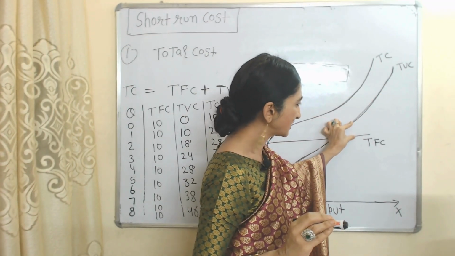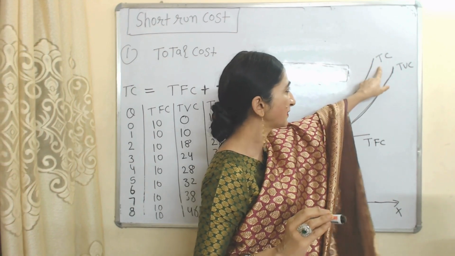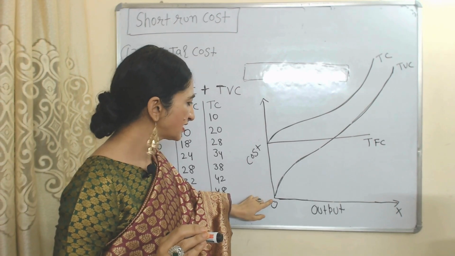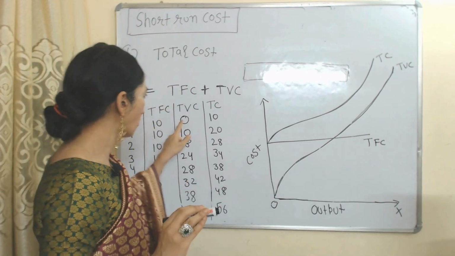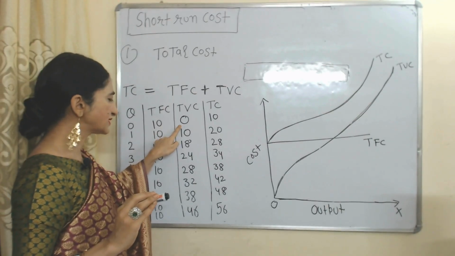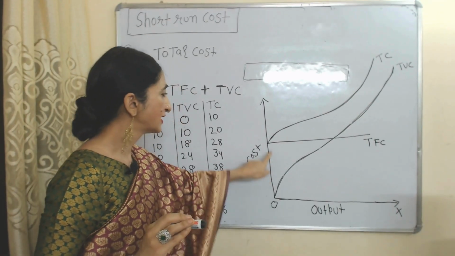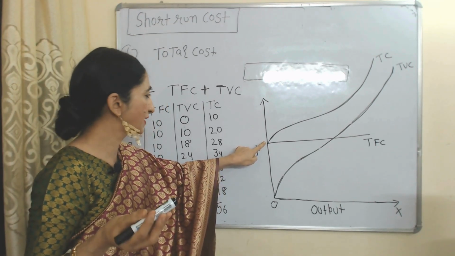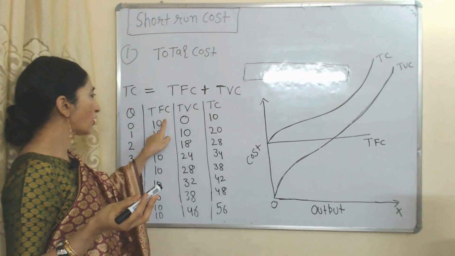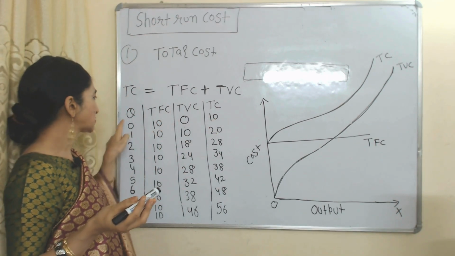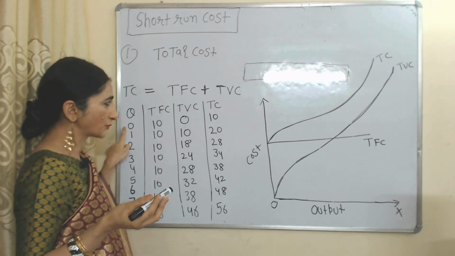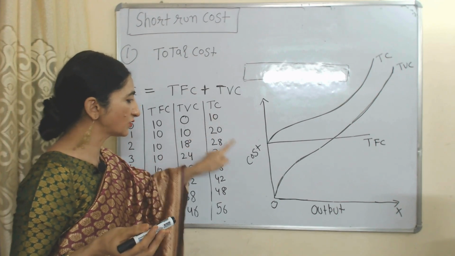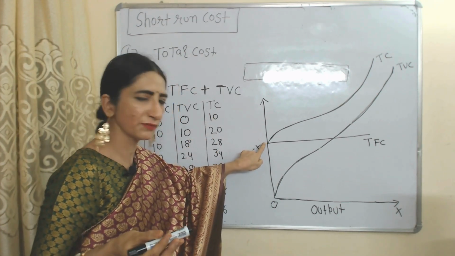When we add TFC plus TVC, it becomes equal to TC. Here you can see the TVC curve starts from 0 because at 0 output TVC will be 0, but the TC curve starts from here, not from 0. But why? Because TC involves TFC. That's why at 0 output we have to bear 10 rupees of TC. That's why TC doesn't start from 0, it starts from here.